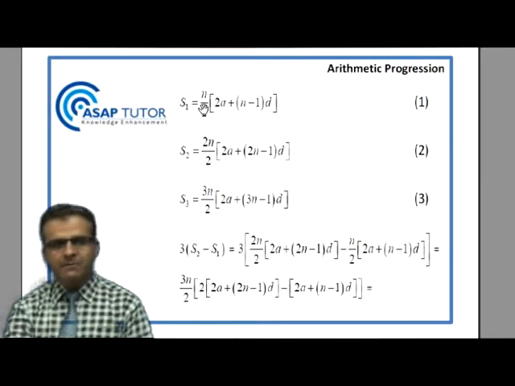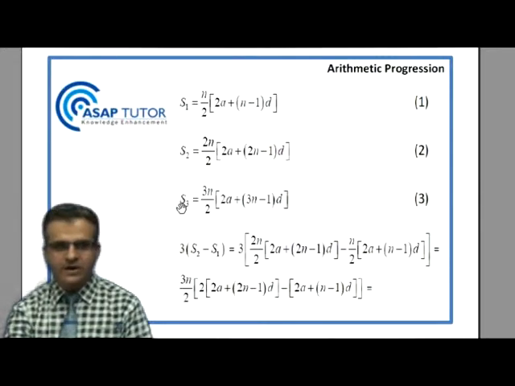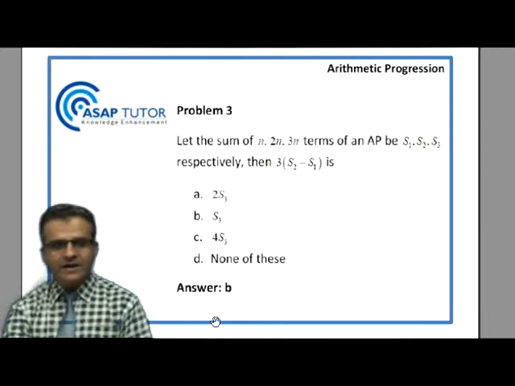Now the sum to n terms is n by 2 into 2A plus n minus 1 into D, so it is S1. Sum to 2n terms, it will be 2n by 2, 2A plus 2n minus 1 into D, and 3n terms, it will be 3n by 2 into 2A plus 3n minus 1 into D. So this is S3. Now we'll start with the expression given.